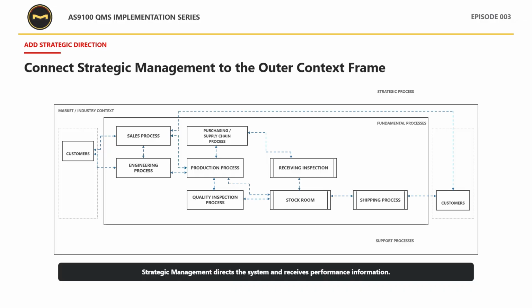Now add strategic management above the operating picture. Connect it to the outer context with one vertical dashed double-headed line. Management provides direction, objectives, priorities, and resources, while the organization returns performance results, risks, opportunities, and information for management review.